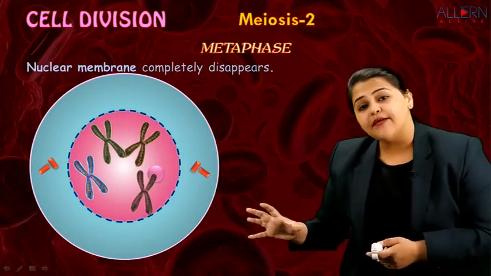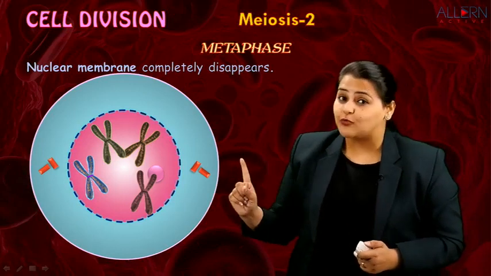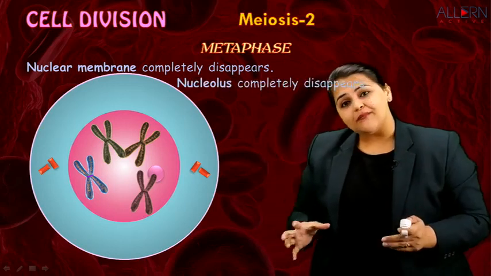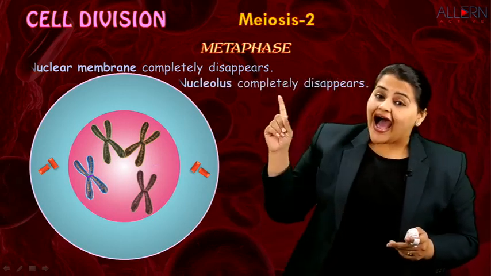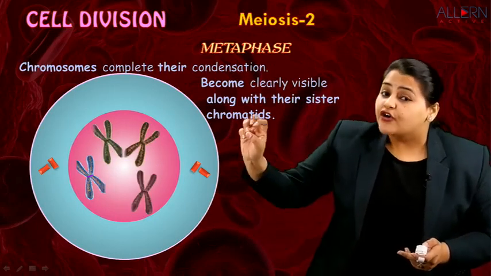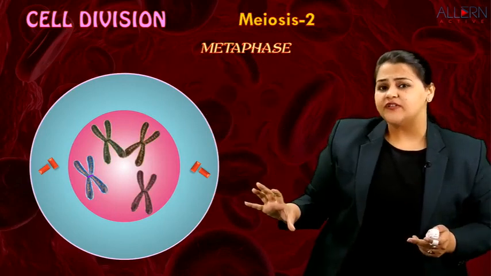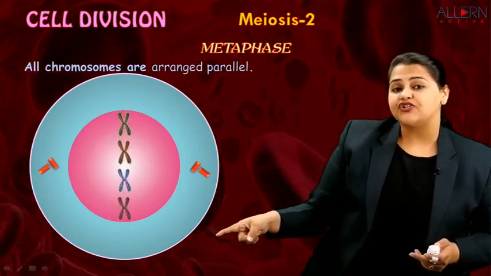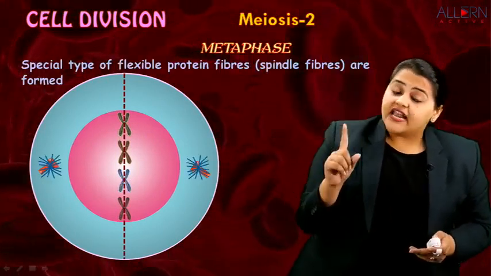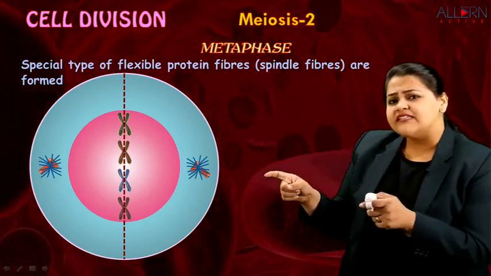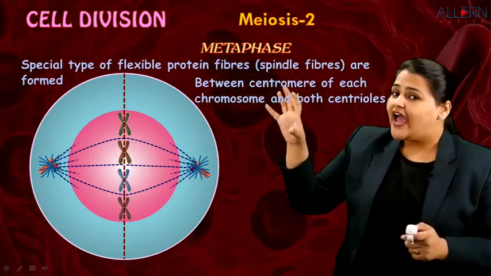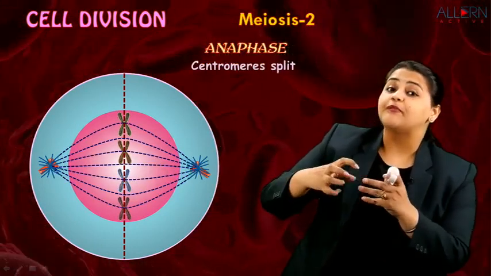metaphase. Now in the metaphase, all of these recombined chromosomes will make sure that the nucleolus and the nuclear membrane are completely disappearing, and that is the time these equatorial planes will start to form. The chromosomes will become completely visible, and they will all be arranged in a parallel line along the equatorial plane, that's the central plane of the cell. Now the spindle fibers will be formed from the centriole, and they will go and get attached to the centromeres, and that's where they attach to the centromeres and pull them apart.